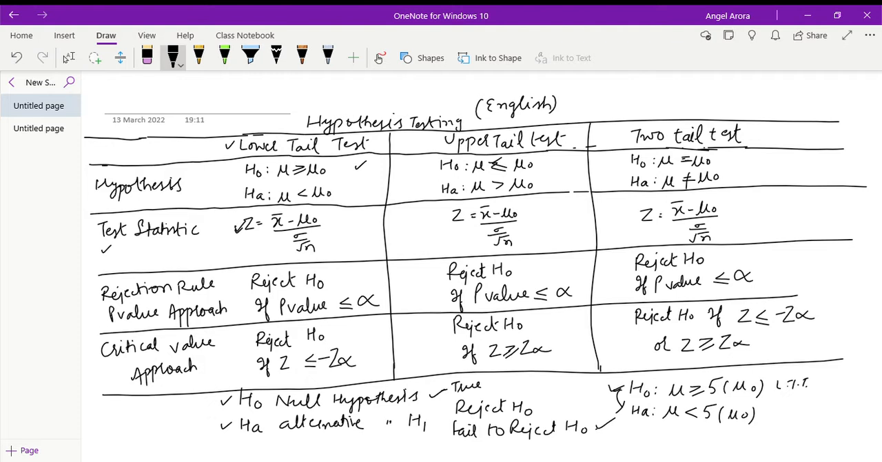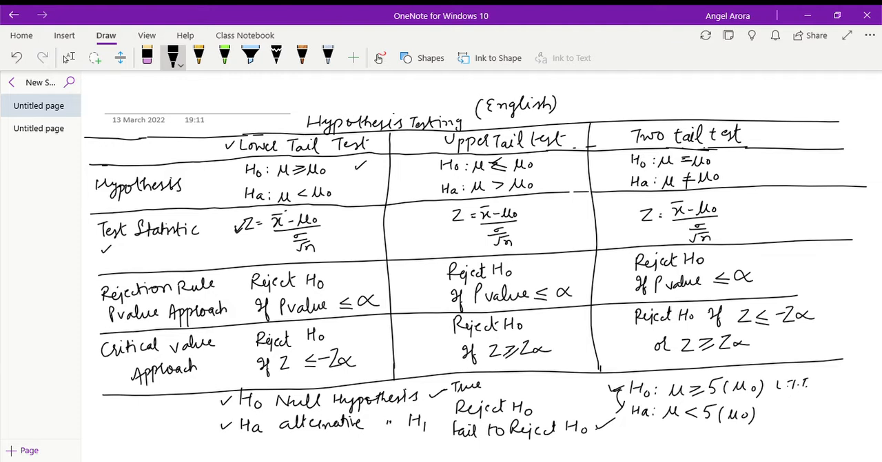So what is the formula of Z? It is x bar minus mu naught divided by the population standard deviation upon root of n. So what is x bar? X bar is the sample mean. For example, in this case, if the teacher believes that all the students spend 4 hours a day on their social media accounts, then x bar is equal to 4.